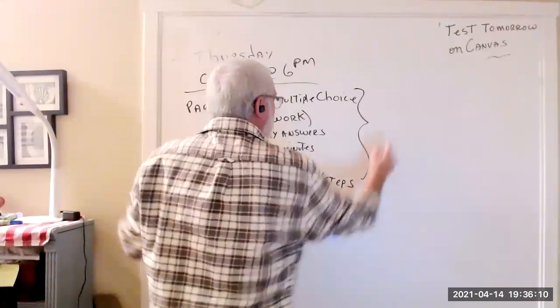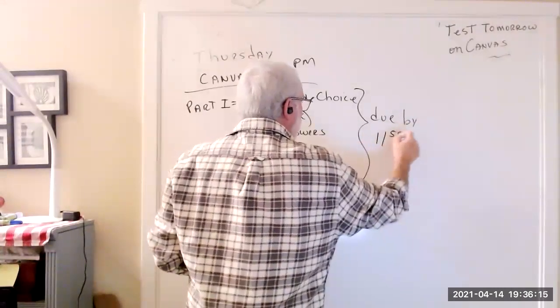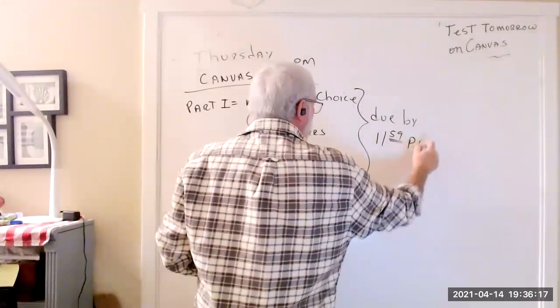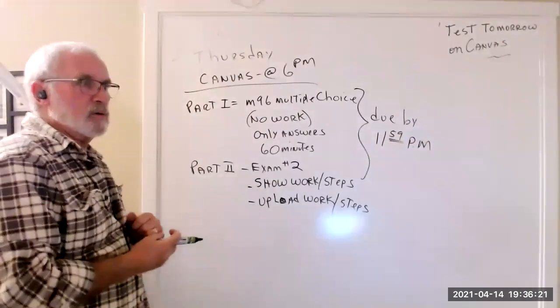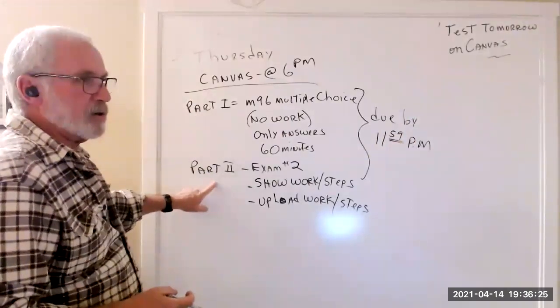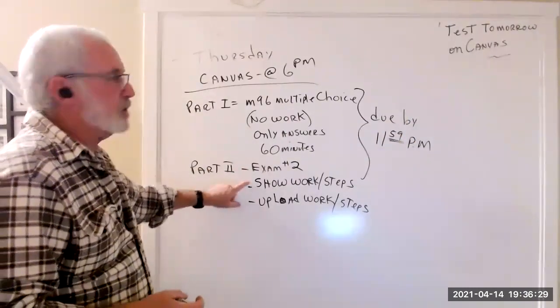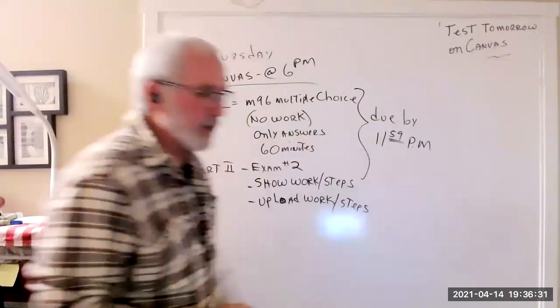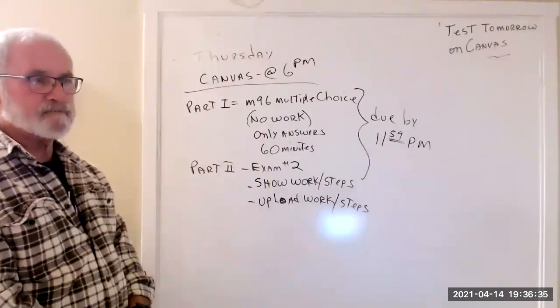And both of these are due by 11:59 p.m. So just like exam number 1, 2 parts to it, a multiple choice part and a show your work part. The multiple choice is timed, show your work isn't, but everybody is due by 11:59. Is that okay with everybody?